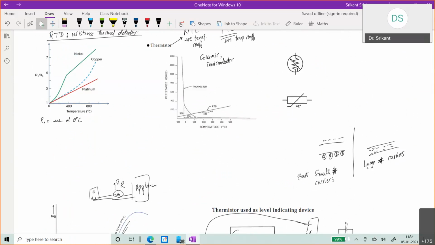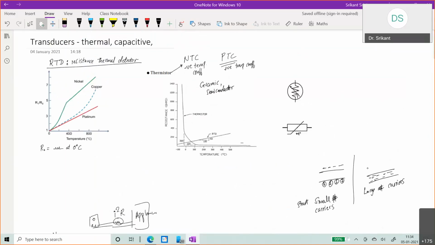Depending on the nature of the original material, if it's something which has small number of carriers, like a semiconductor or some ceramic, then you can see that the resistance reduces as temperature increases. On the other hand, if it's a metallic system or a system which has a large number of carriers already to start with, then you're not helping generate too many carriers, but you may affect the existing carriers. So the resistance actually increases with temperature. So that's your positive temperature coefficient and negative temperature coefficient.